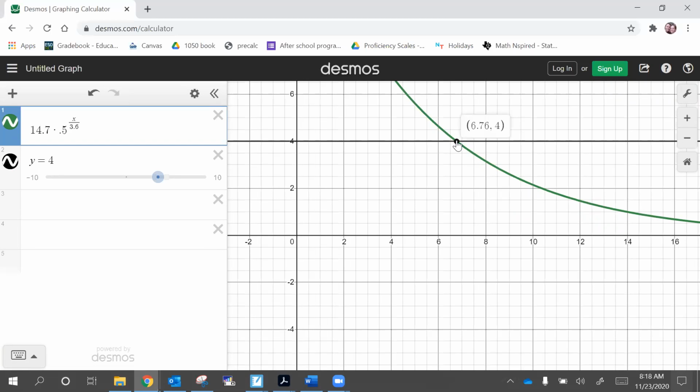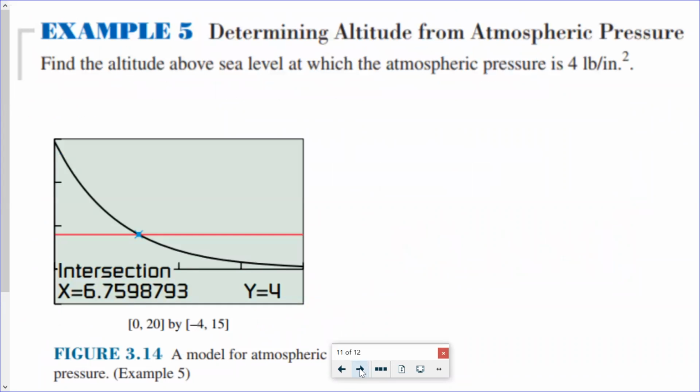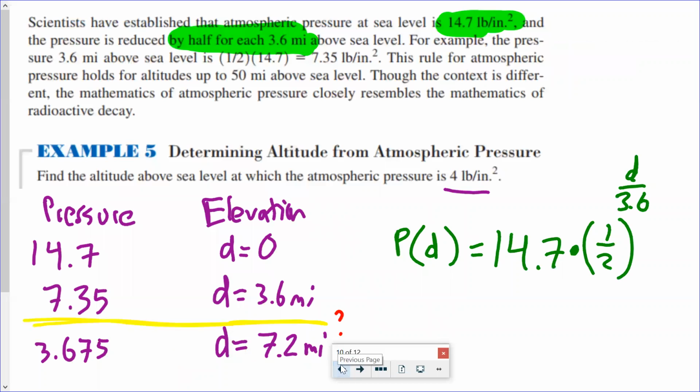So this says 6.76. So if I go up 6.76 miles, that's where the atmospheric pressure is 4 pounds per inch squared. Now, does that match up with what we're saying here? We said it had to be somewhere between 3.6 and 7.2. And we got that it was 6.76. Let's just say that. So the distance we would have to go up here is 6.76 miles in order to get the atmospheric pressure of 4 pounds per inch squared.